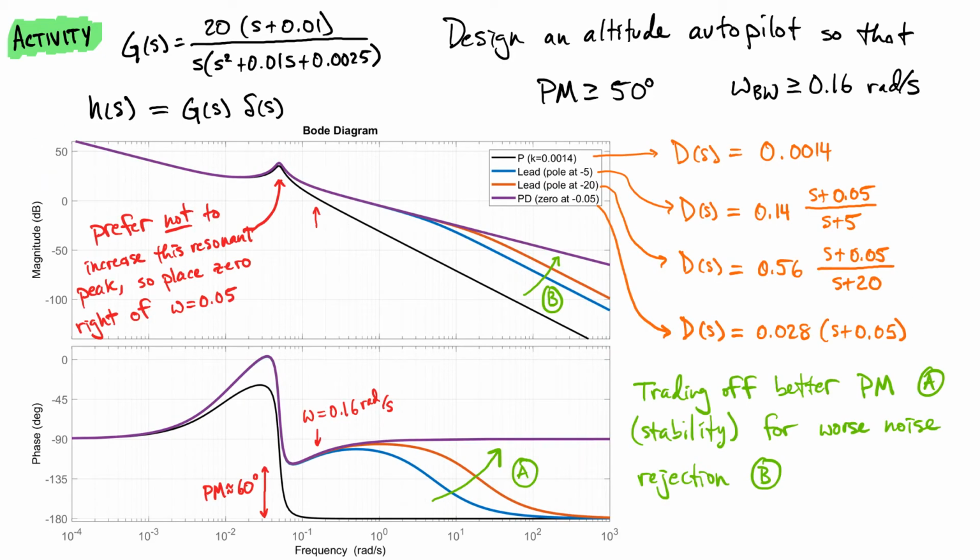Here I've overlaid the Bode diagrams of several different controllers. We have the proportional controller. In black, we have a lead compensator where the pole is located at -5, another lead compensator where the pole is at -20, and then we take a look at the PD controller as well, all with the same zero value. What you're observing is, as we go from proportional control to the lead controller at -5, the lead controller with pole at -20, up to the PD controller, we're getting poorer.